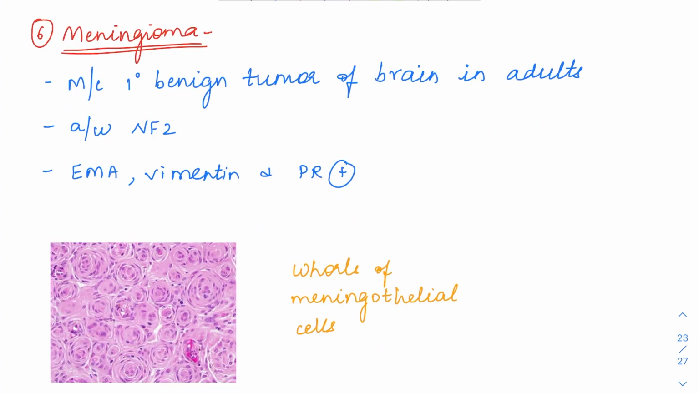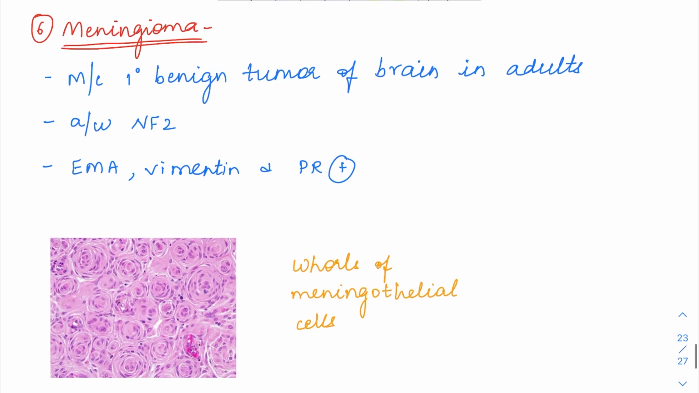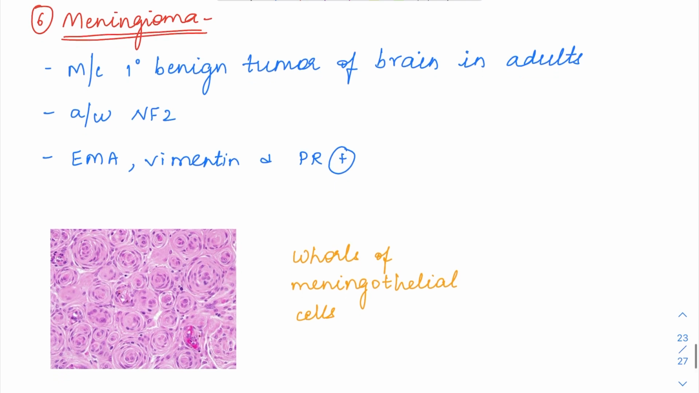Next tumor will be meningioma. So meningioma tumor cell of origin will be the meningothelial cells which line the meninges, and this is the most common primary benign tumor seen in the adult. Primary benign tumor in a child was pilocytic astrocytoma, while in an adult it is going to be meningioma. While if they ask the primary malignant tumor in a child, it is going to be medulloblastoma, while in an adult it will be glioblastoma.